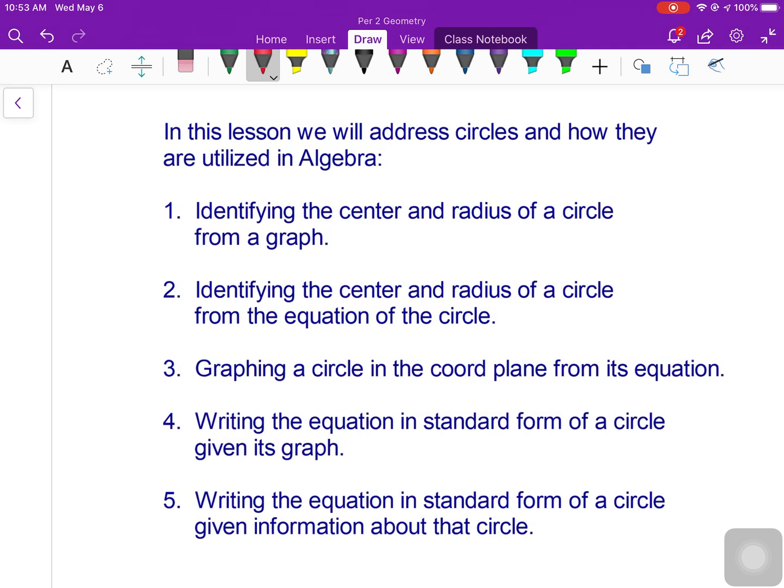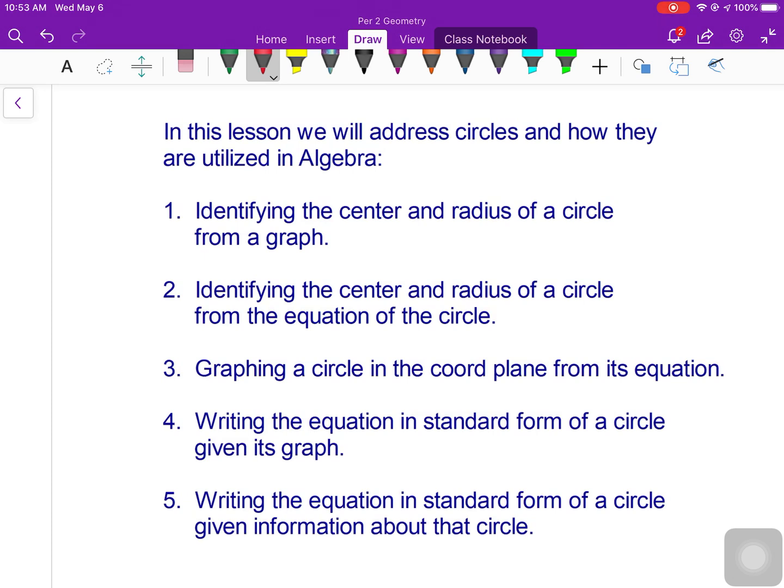In this last section of chapter 12 in geometry, section 6, we're going to actually connect the geometry of a circle that we've been talking about to algebra. And specifically, what we're going to do is identify the center and the radius of a circle from a graph in the coordinate plane.